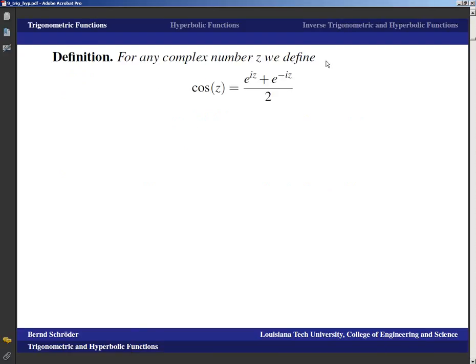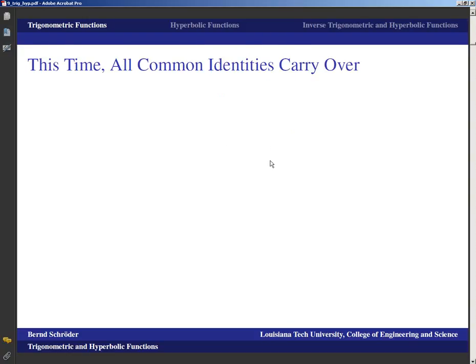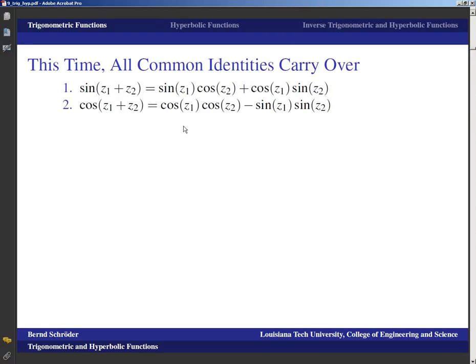That means for any complex number z, we will define the cosine of z to be (e to the iz plus e to the minus iz) divided by 2. And we will define the sine of z to be (e to the iz minus e to the negative iz) divided by 2i. And this time around, all the common identities carry over. So sine of z1 plus z2 will still be sine z1 cosine z2 plus cosine z1 sine z2. Cosine of z1 plus z2 will be cosine z1 cosine z2 minus sine z1 sine z2. Sine squared plus cosine squared will still be 1. The sine will still be 2 pi periodic.